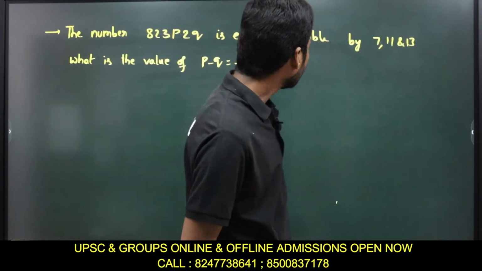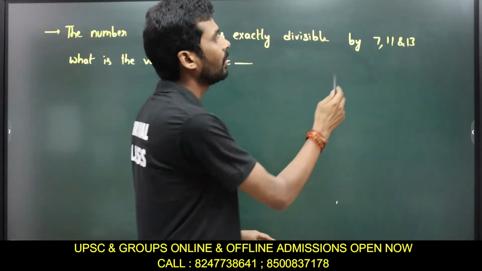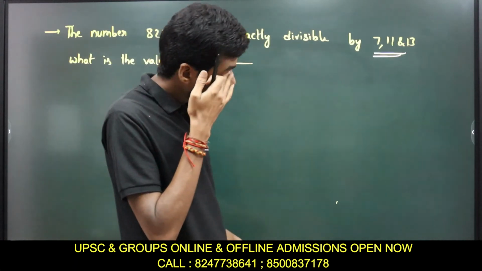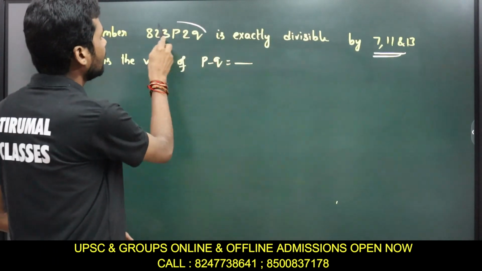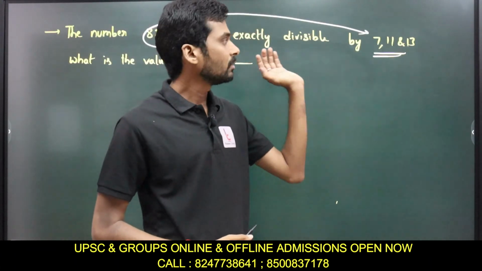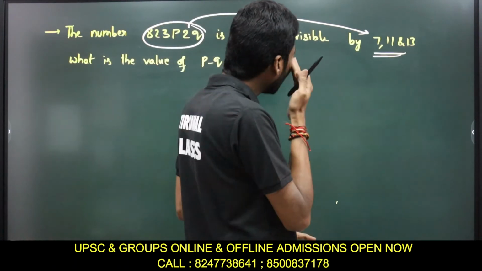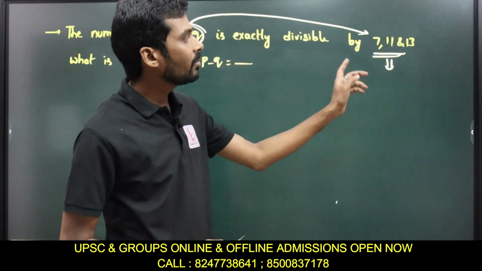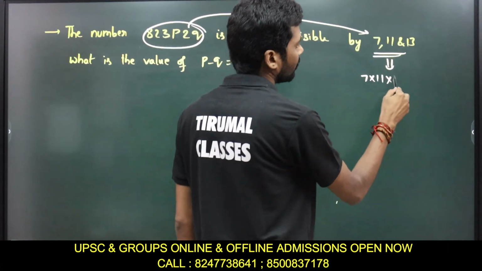Okay. So the next one is: the number 823P2Q is exactly divisible by 7, 11, 13. Then what is the value of P minus Q? So this number is divisible by 7, 11, 13. Again, the number must be divisible by all of 7, 11 and 13. So if the number is divisible by all these numbers, I have to take the LCM of these numbers, right? What is the LCM of 7, 11, 13? It is 7 into 11 into 13.